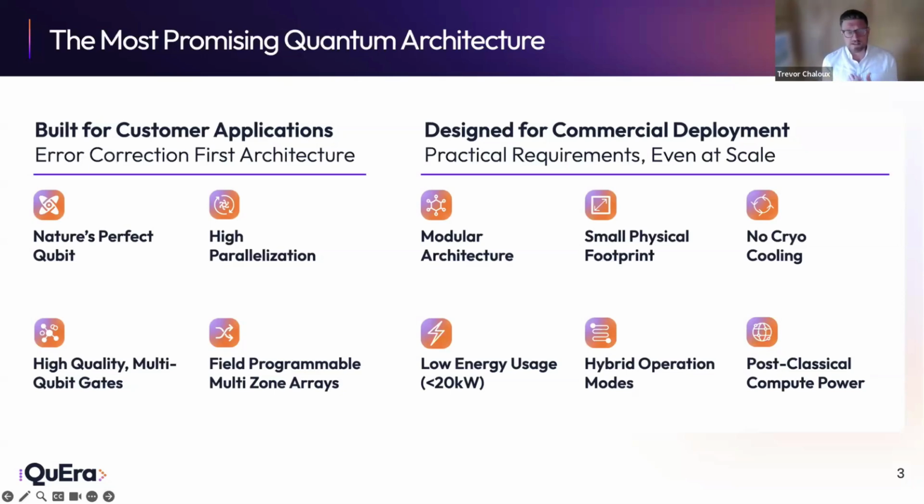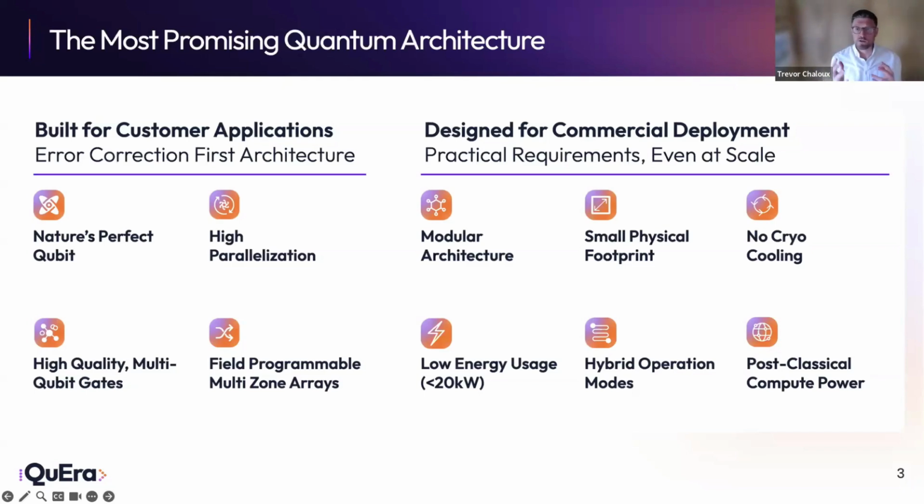We also believe that these systems are going to be well suited for commercial deployment at scale. So our systems are modular. They have a small physical footprint. And part of that is the result of the no need for cryocooling, which also supports our very low energy consumption. And so together, we believe that these features are going to support the delivery of large-scale fault-tolerant quantum computers.